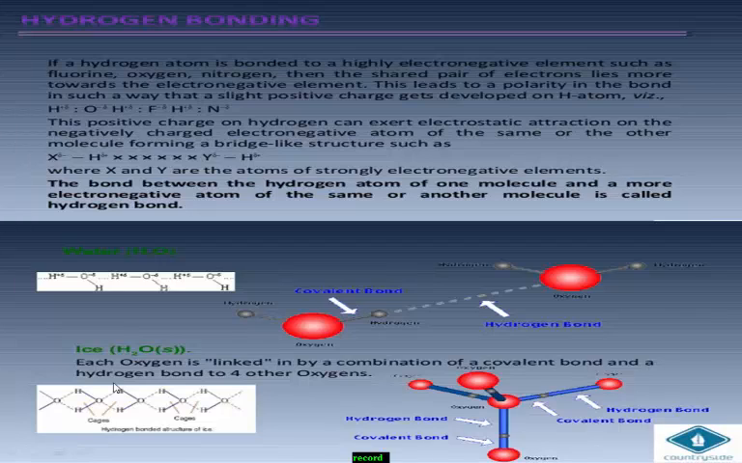Students, the positive charge on the hydrogen can exert electrostatic attraction on the negatively charged electronegative atom of the same or another molecule during hydrogen bond formation. Is it right? Yes. Remember, the bond between the hydrogen atom of one molecule and a more electronegative atom of the same or another molecule is called a hydrogen bond.